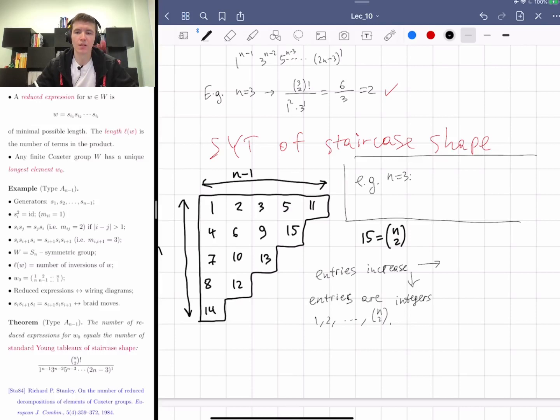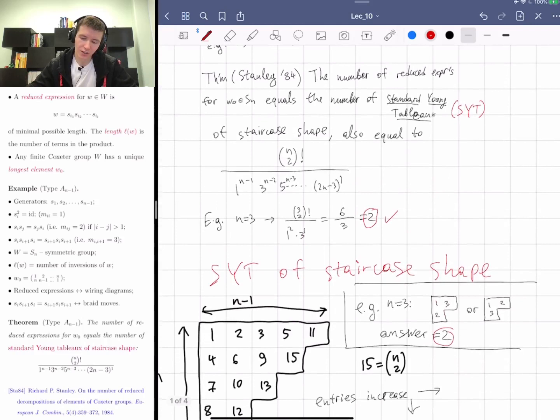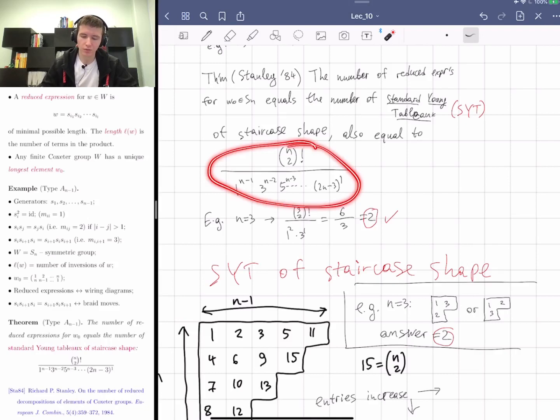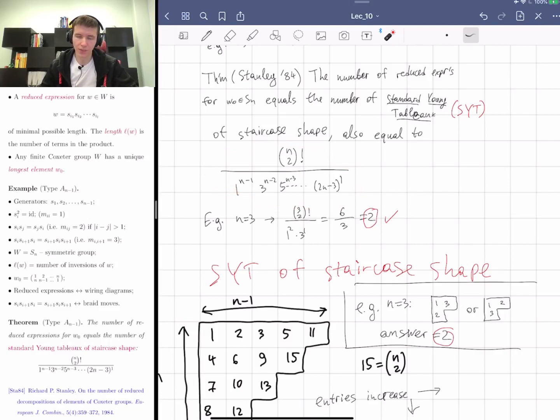The staircase shape has 3 boxes, and you can either put 1, 2, 3, or 1, 2, 3 like this. And so the answer is 2, and this 2 is the same 2 as this 2. So the theorem is saying that for all n, one number is equal to the other number and is equal to the third number. For example, you can compute n equals 4 by hand and make sure I'm not lying to you.